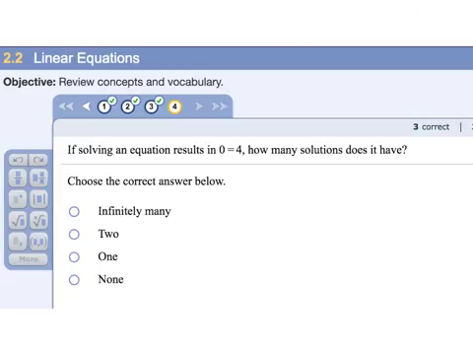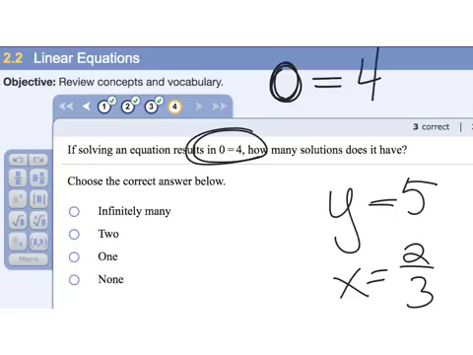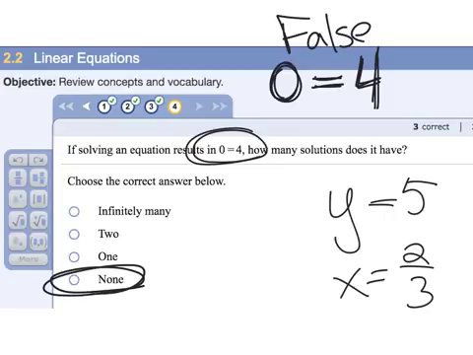And lastly, if you're solving some sort of equation and you end up with some funky thing, instead of ending up with something traditional like y equals 5 or x equals 2/3. These are traditional. That makes sense, right? But if you end up with some funky answer like 0 equals 4, well, there's no way in the world 0 equals 4. That is a silly statement. It's a false statement. And so what we would say is it has no solutions because it's impossible.